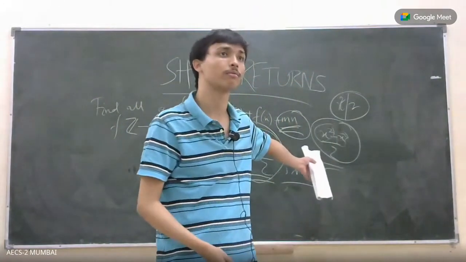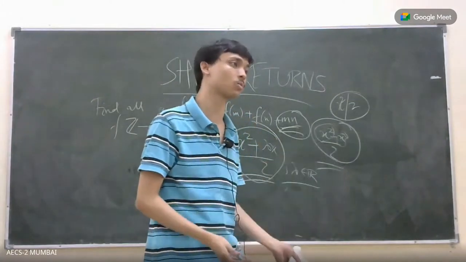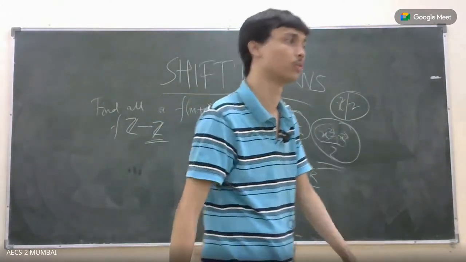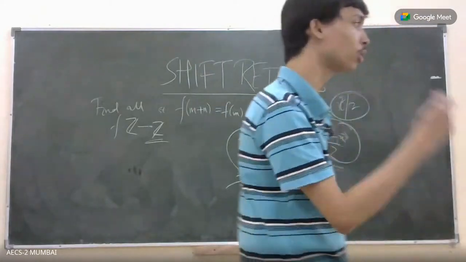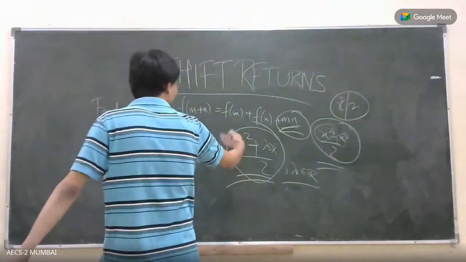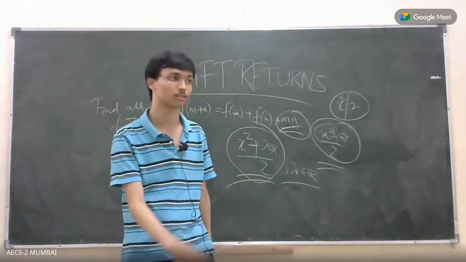Now checking that some solution works is one thing, right? But now you have to actually prove. How do you prove something? How do you prove that this is the only class of solutions?